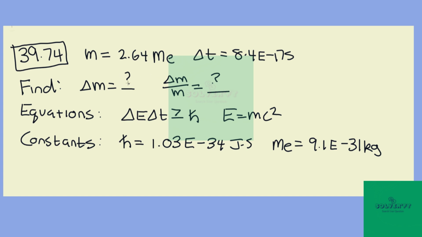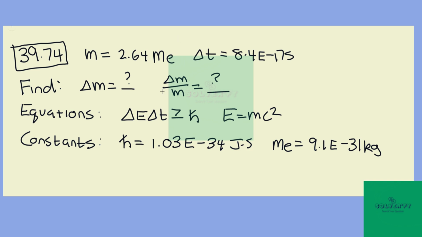Okay, in this problem we have a neutral pion with a mass that's 2.64 times the mass of an electron. We have a time interval in which this particle is expected to survive before decaying into two photons. We were asked to find the mass uncertainty of this particle.